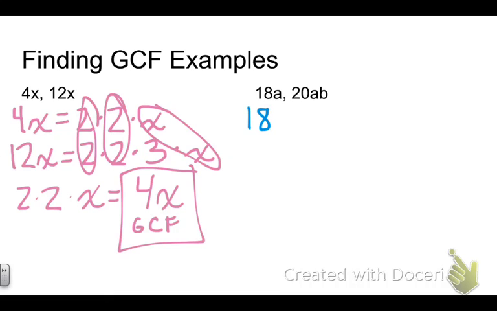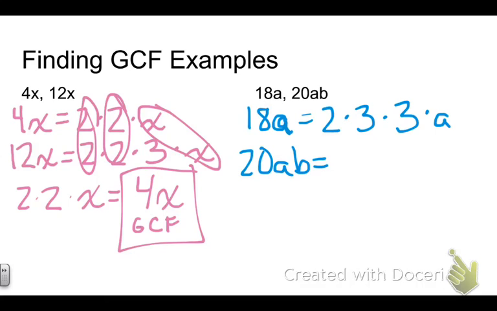So 18a, if I break that down, sorry, it kind of looks like a Q. 18a, I'm going to have 2 times 3 times 3 times a. And then 20ab, I've got 2 times 5. Oops, I forgot one in there. Hold on a second. All right, sorry. 2 times 2 times 5. Forgot a 2, sorry. Times a times b. Let me check. 2 times 2 is 4. 4 times 5 is 20.